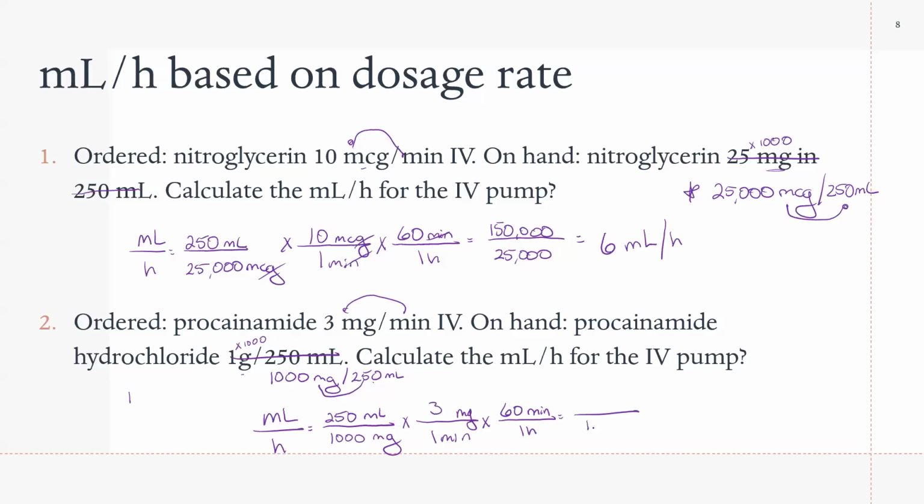So I get 1,000 on the bottom. We'll check. 250 times 3 times 60. And I got 45,000 divided by 1,000, which would give you 45 milliliters per hour.